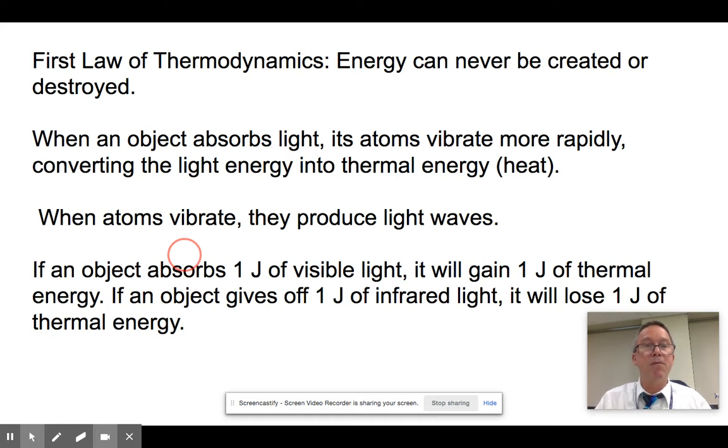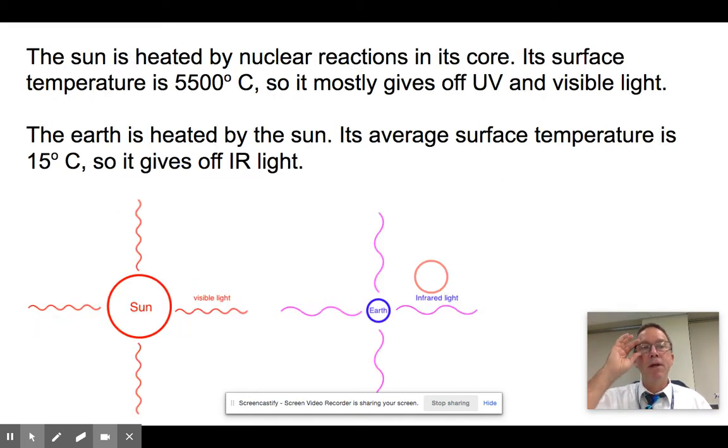So let's just keep it simple. If an object absorbs 1 joule of visible light, it's going to gain 1 joule of thermal energy. But if it gives off 1 joule of infrared light, then it's going to lose a joule of thermal energy. All the energy has to be accounted for at all times.